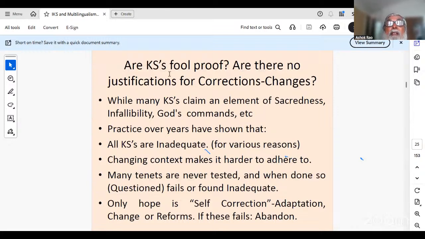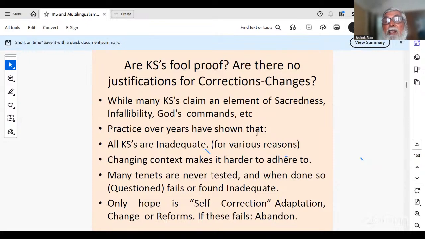Now the question is, are these knowledge systems foolproof? Are there no justifications for corrections or changes? While many knowledge systems claim an element of sacredness, infallibility, God's command. If you say something, no, God has told. Who told you that God has told? They told my grandfather. Who told your grandfather? Oh, his great grandfather was told. So this is the way things go.